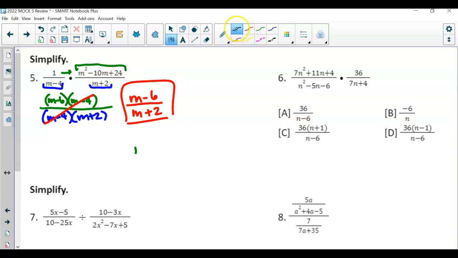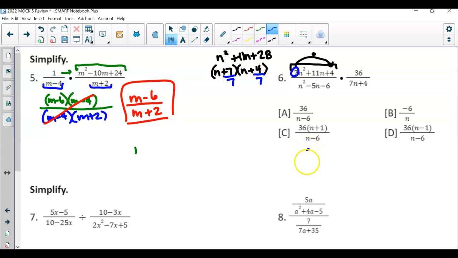Question number 6. In the numerator, notice with this trinomial, we have 7 as our a. So we do need to do bottoms up, multiply a times c. So we're going to factor n squared plus 11n plus 28. What two numbers multiply to get 28 and add to get 11? 7 and 4. But remember, whatever you multiply by your a, make sure to divide by that value. So this numerator is n plus 1 from 7 divided by 7 times, and then bottoms up, 7n plus 4.